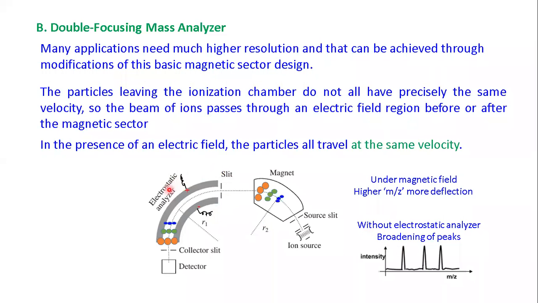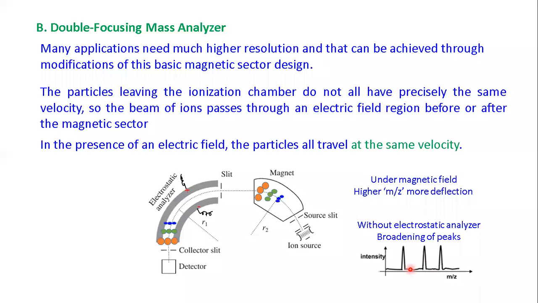if you don't have the electric field later on, since you have the ions of similar m by z having little differences in their velocities, what we'll see is they will reach the detector not at the same time. So you'll have a little time delay from one another. And as a result, we'll be seeing the broadening of the peaks. Okay, so your peak will be broadened like this.